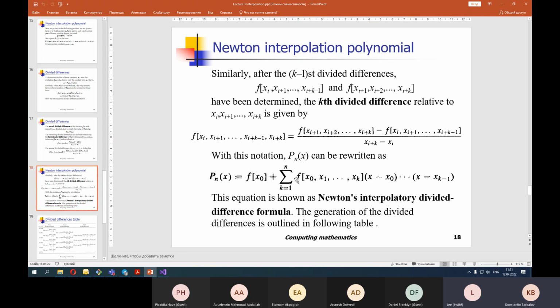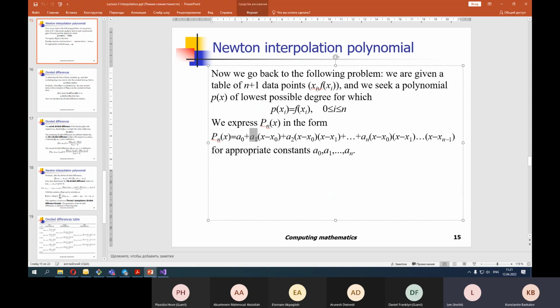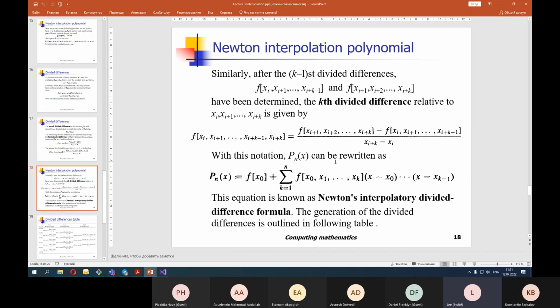So it means that we can take the values of divided differences as the coefficients a1, a2, a3, and so on in this formula. This equation is called Newton's interpolatory divided difference formula.